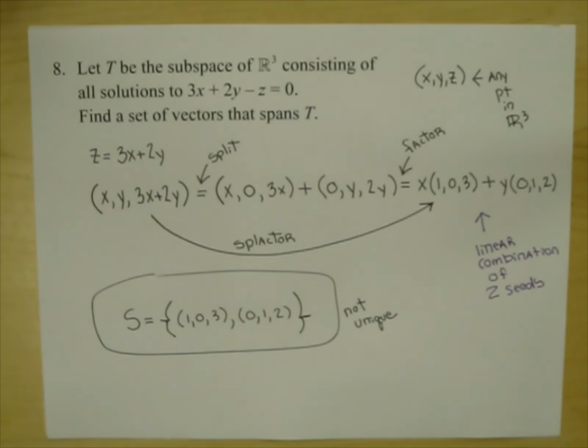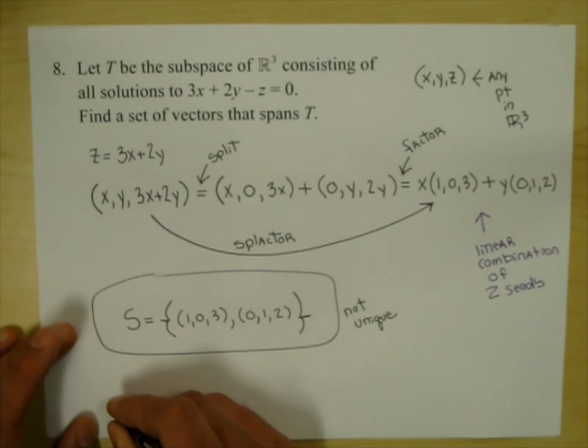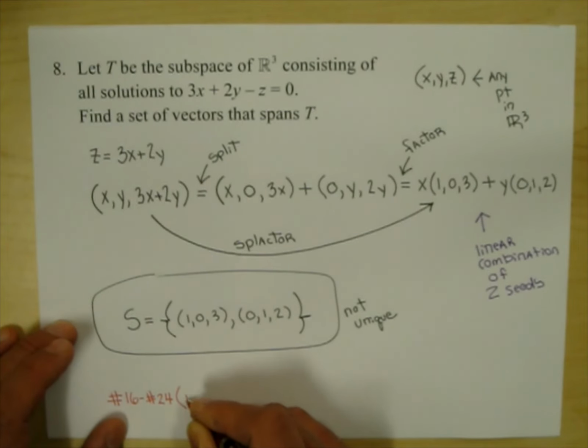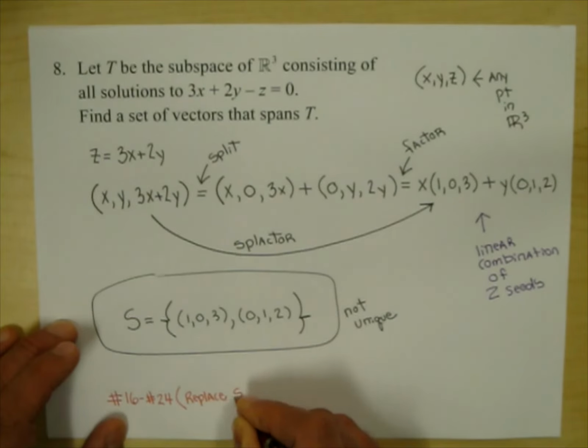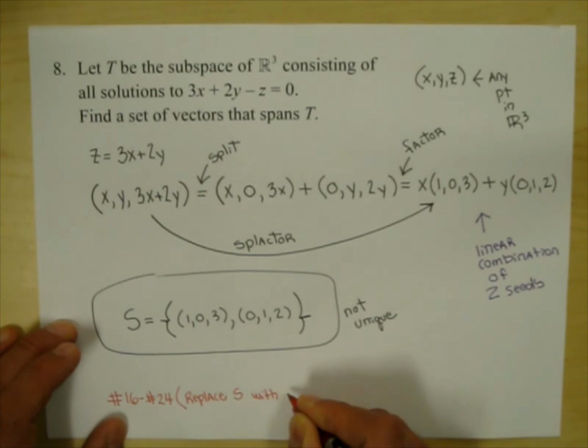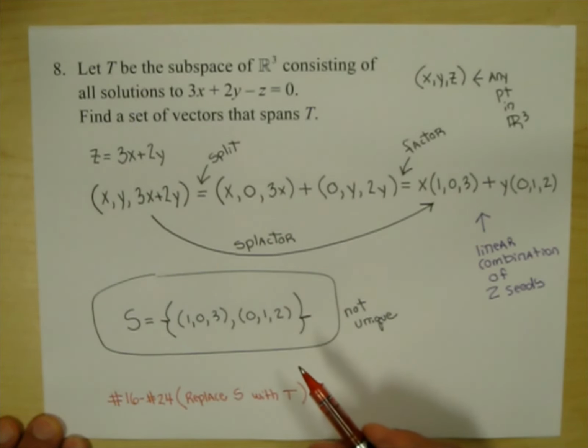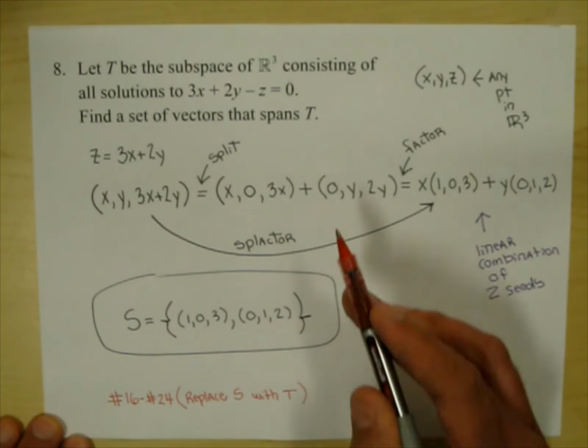Now there's one thing that I want to say, that when you're doing your homework problems, number 16 through 24, replace S with T. So I'll tell you why. Because we're first learning this. Anytime that I have a spanning set, the set of seeds, I always call that set of seeds S in this lecture. And then the span I call capital T.